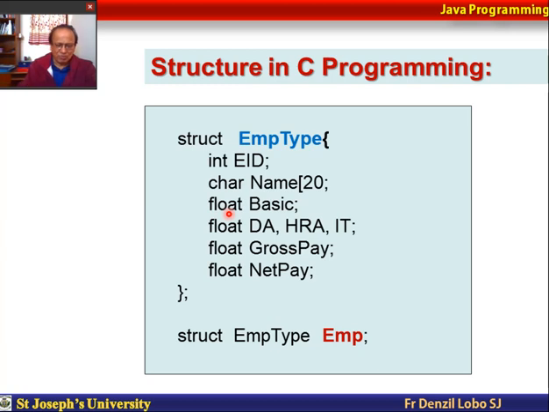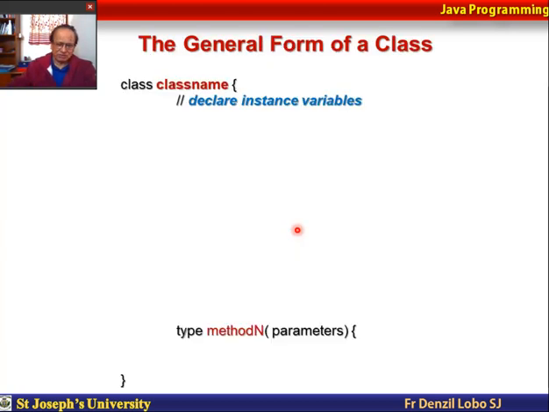Now from structure, we go ahead in the case of Java, and we create a class. Very similar to structure. Instead of struct, you say class name, and declare instance variables. Now, what's the difference between a structure and a class? In a structure, we only have the various kinds of variables of different types. They are put together, that's all.